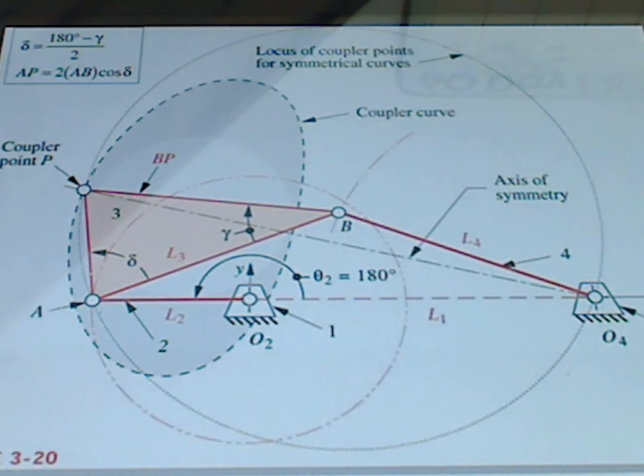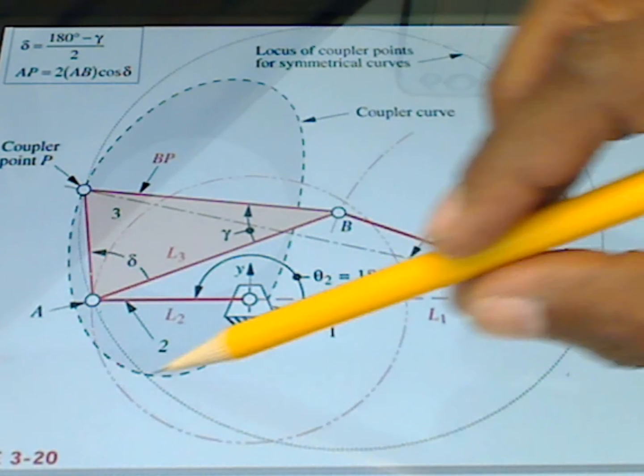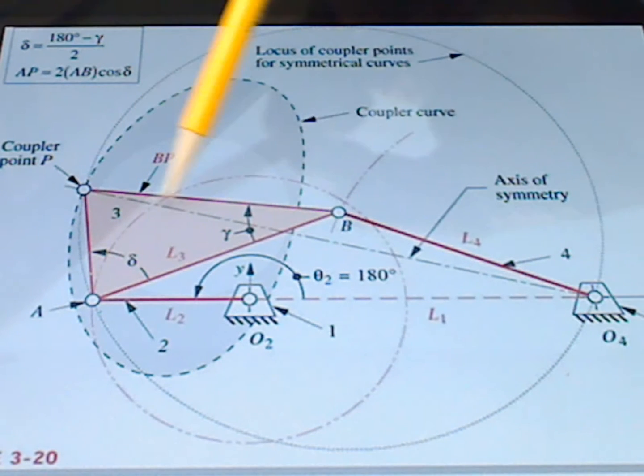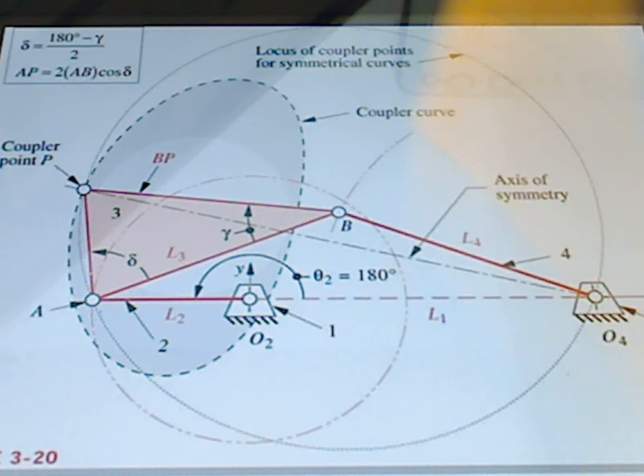Here is an example of a 4-bar linkage that creates a symmetrical coupler curve. The symmetrical coupler curve that we see in this particular case is kind of shaped like an oval, and you see a line of symmetry here. You'll see that the shape is the same on either side of that line of symmetry.